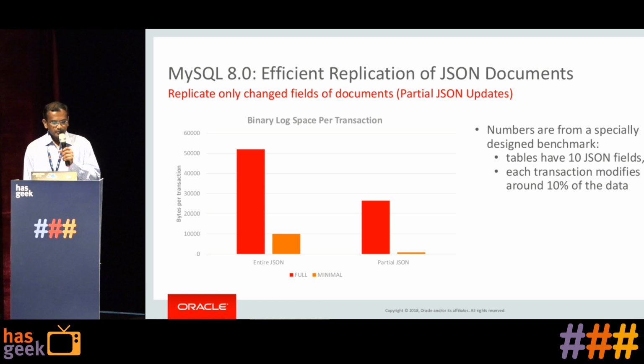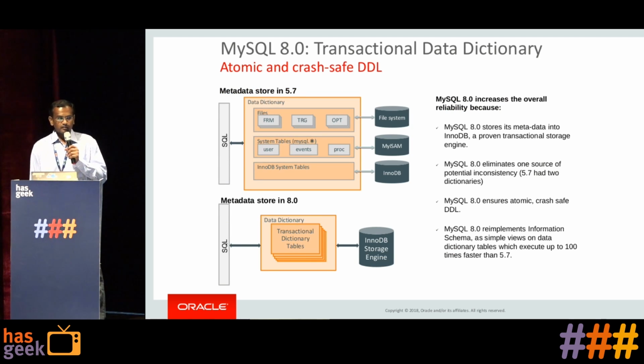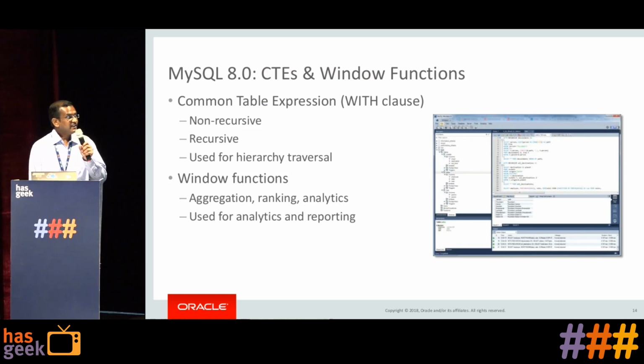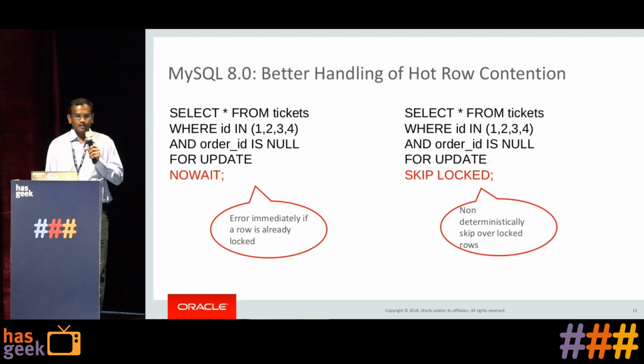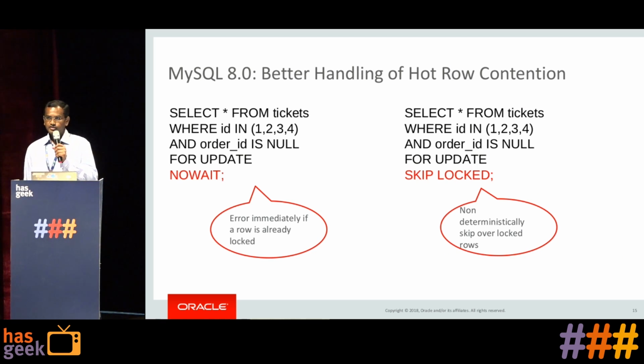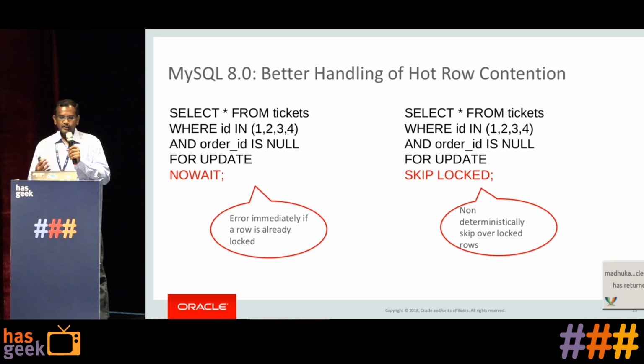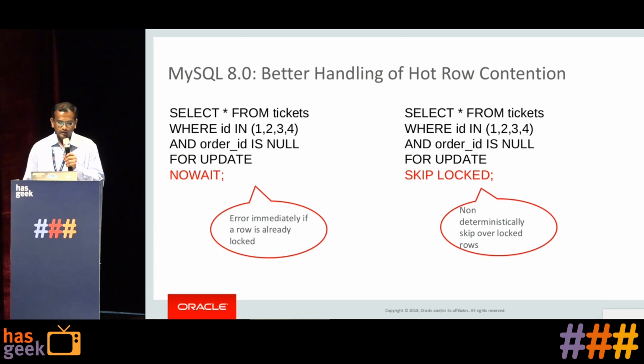Very quickly on efficient replication, this is a graph which clearly shows how things have improved with 8.0. And we have this transactional data dictionary, which means that all the system tables are moved into the data dictionary. With that, we have a significant improvement, which means that MySQL 8.0 is twice as fast as 5.7. And a nice support for CTEs and window functions, and better handling of hot row contention. This is very important because we've heard from the community that this is a very good feature to have, and we have got it.